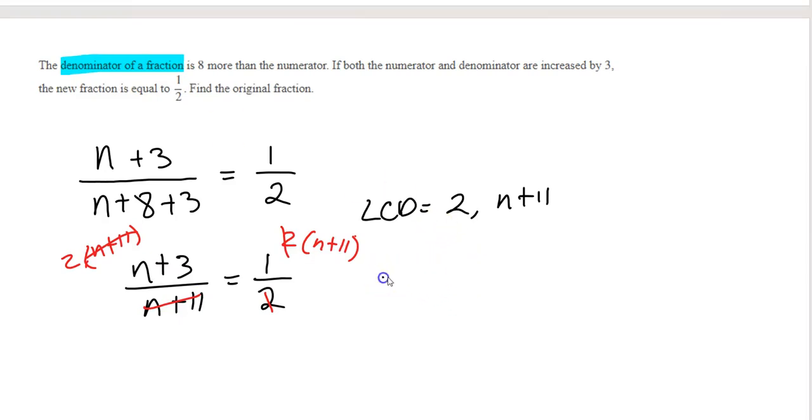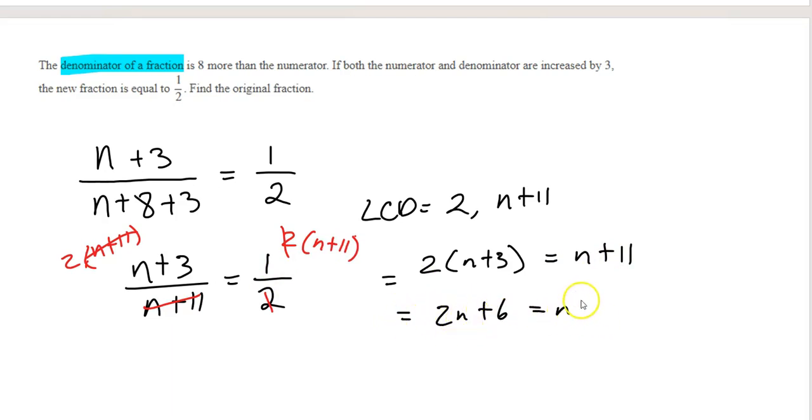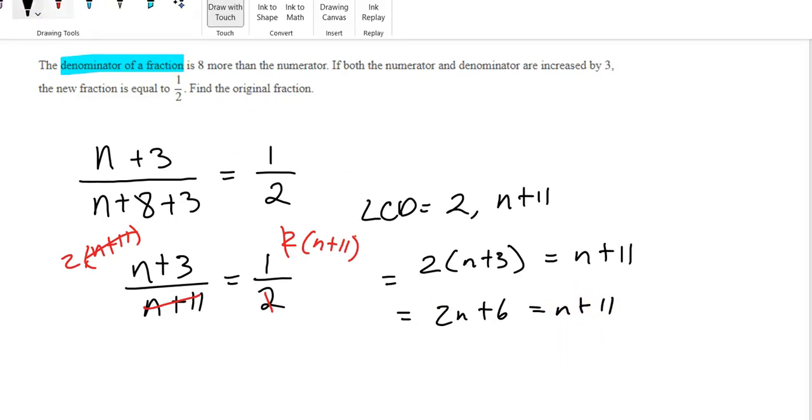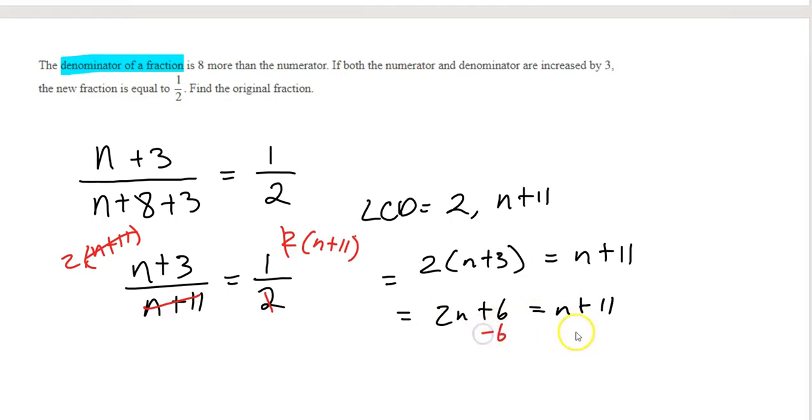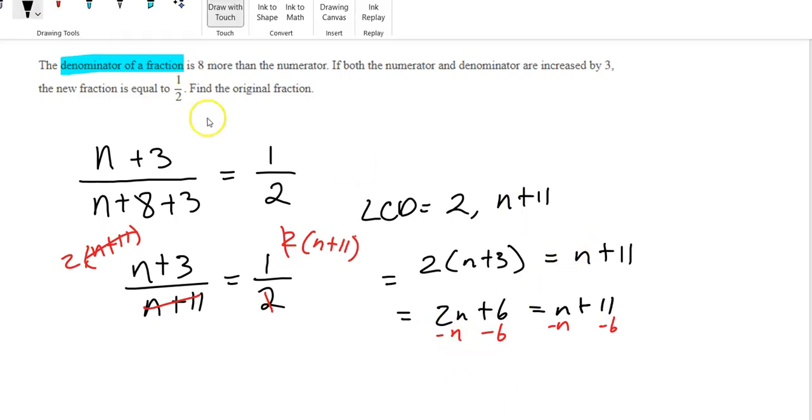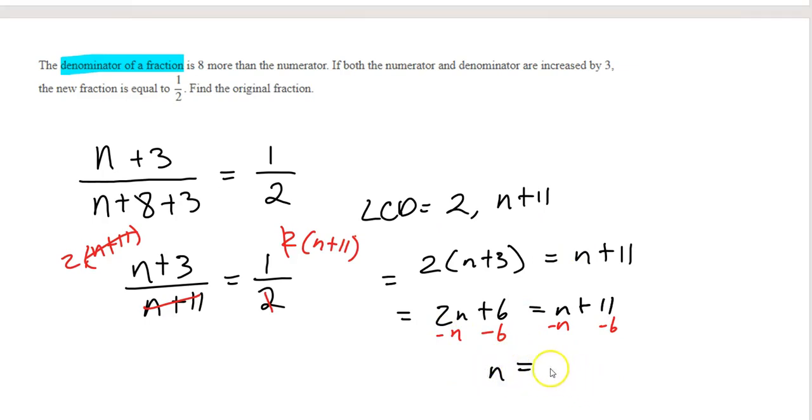So I've got 2 times n plus 3 equals, well, that 1 doesn't really mean anything, so let's just go ahead and do the n plus 11. Let's continue on. I've got 2n plus 6 equals n plus 11. Let's get this guy over to this side, and let's get this guy over to this side. Whenever we do that, we find out that n equals 5. So that would be what our n equals.